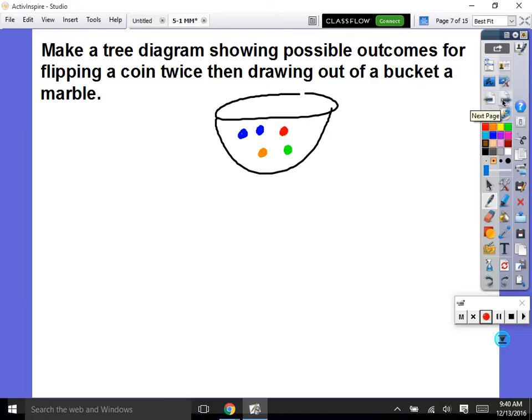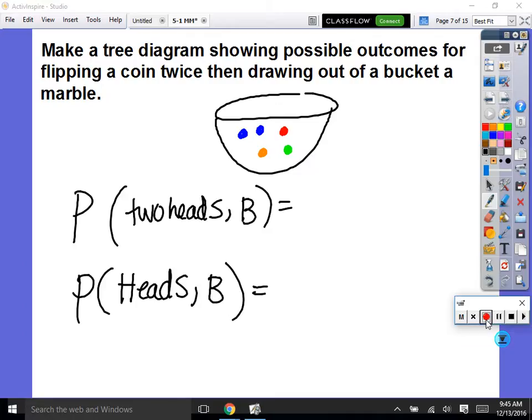Okay, so what I want you to do is, by yourselves, you can do it on your whiteboard or on your paper somewhere, make a tree diagram showing possible outcomes for flipping a coin twice and then drawing out of a bucket these marbles. And then I'm going to ask you some probabilities. So make yourself a tree diagram. I'm okay with you doing it on a whiteboard, but make sure you list out all your possible outcomes. You'll have 2 coin flips first. So heads, tails, heads, tails, heads, tails, right? And then go through and list these. And then list out your possible outcomes. Okay, ready, set, go.